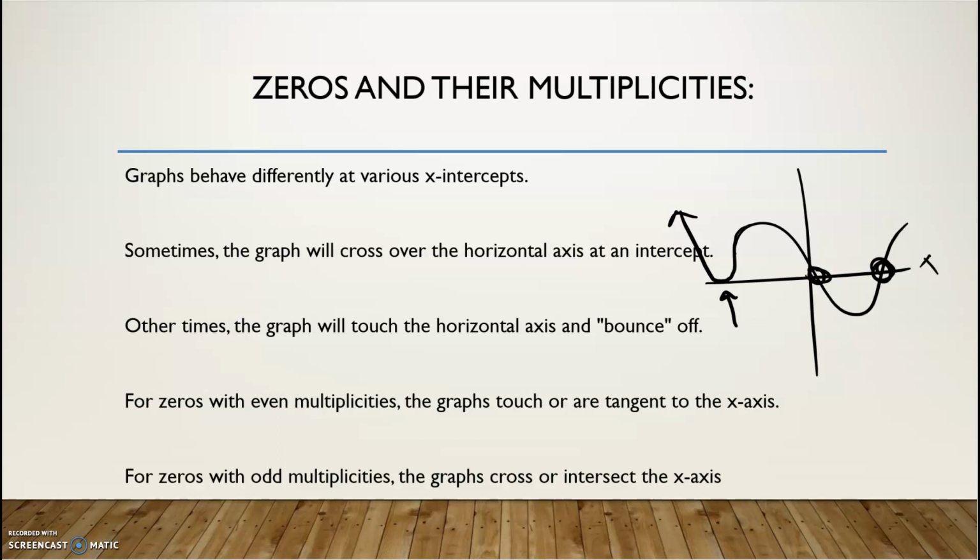right there. So for zeros with even multiplicities, this is the important part, the graphs touch or are tangent. Tangent means just getting really close to the x-axis. So they touch and they bounce off. That's even multiplicities. For zeros with odd multiplicities, the graph will cross or intersect the x-axis. So it looks like for this root here, or zero, or x-intercept, they all mean the same thing, that one has an even multiplicity, whereas these two right here have an odd multiplicity.